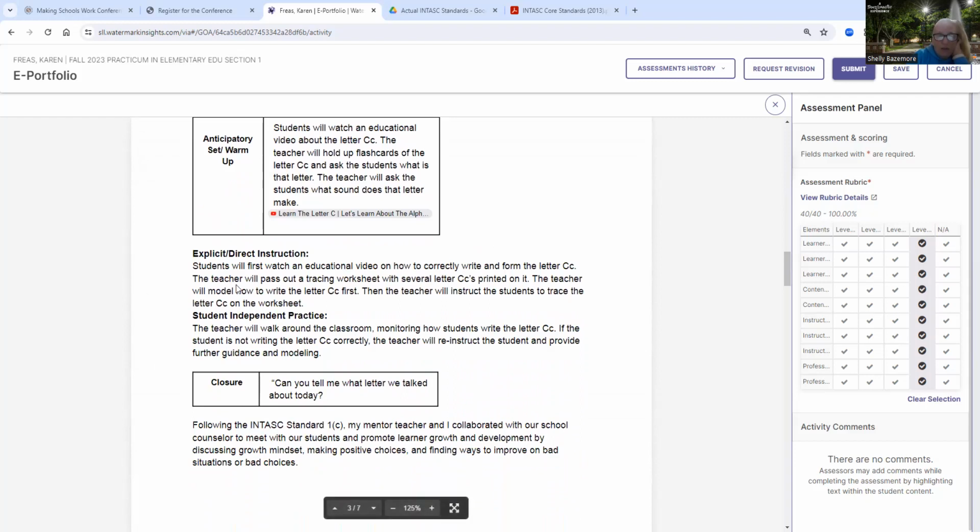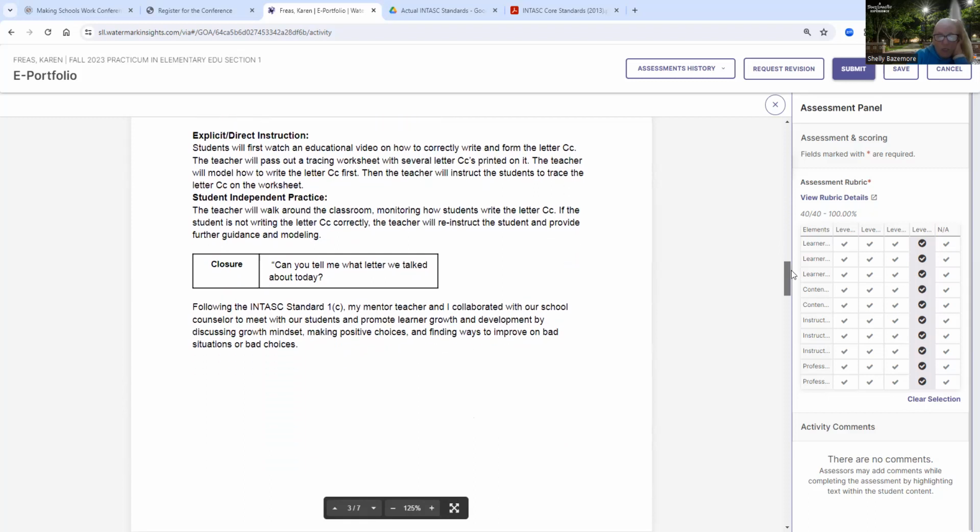Okay, and then her third artifact, she talks about explicit and direct instruction and student independent practice. Following the InTASC Standard 1C, my mentor and I collaborated with our school counselor to meet with our students and promote learner growth and development by discussing growth mindset, making positive choices, and finding ways to improve on bad situations or bad choices.